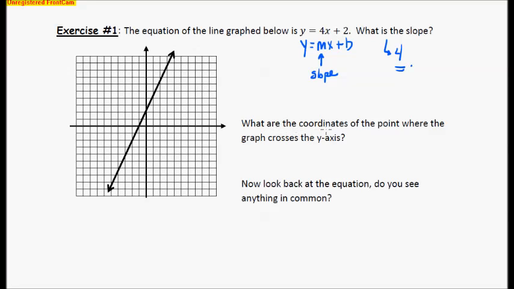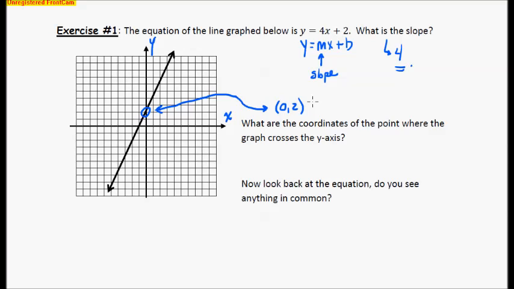Now, it also asks some other things here. What are the coordinates of the point where the graph crosses the y-axis? So if I go over here to the graph, remember this is the x-axis and this is the y-axis, and we want to know the point right where this graph crosses the y-axis. So like I've done before, I'm gonna circle that point right there, and we just simply want to know the coordinates of that point. All right, so that is the point 0, comma 2.